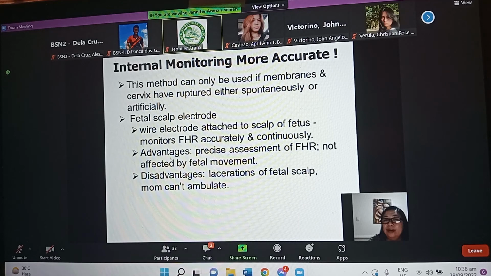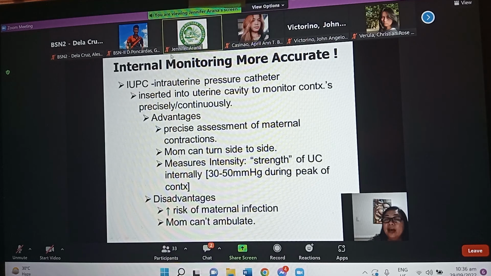Okay, another wire which is inserted during an internal fetal monitoring, aside from the fetal scalp electrode, we have the IUPC, or the intrauterine pressure catheter. It is inserted into the uterine cavity to measure or monitor the contractions precisely and continuously.